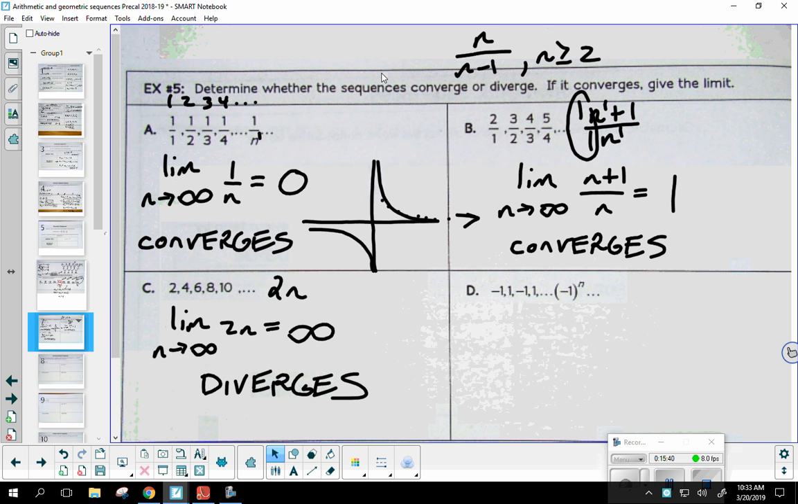So what would I say about it? Does it approach a specific number? No. It just bounces between negative 1 and 1, but it can only approach one number. So this one diverges. Okay, the sequence has no limit. Okay. So how are we doing on this idea? Is anybody confused by what we've been doing?